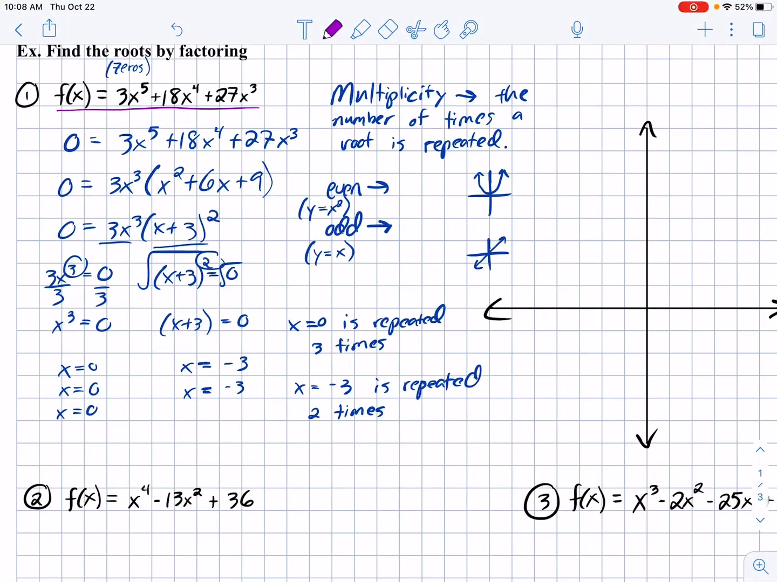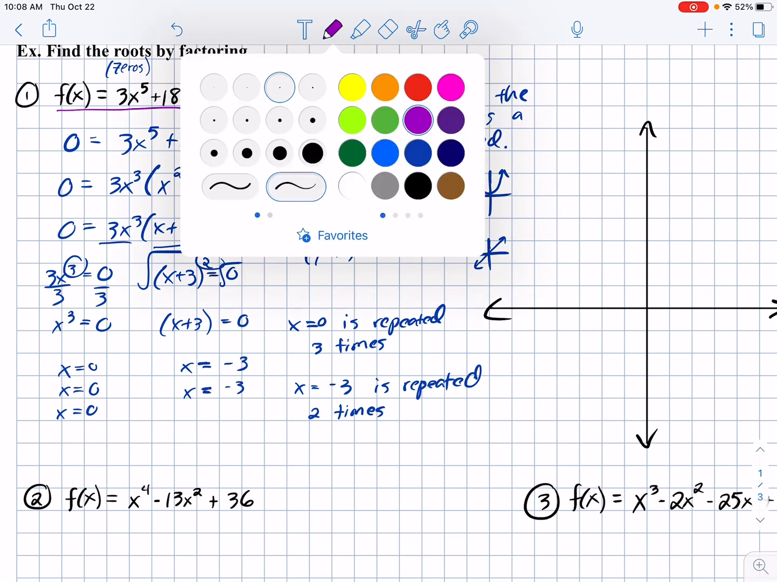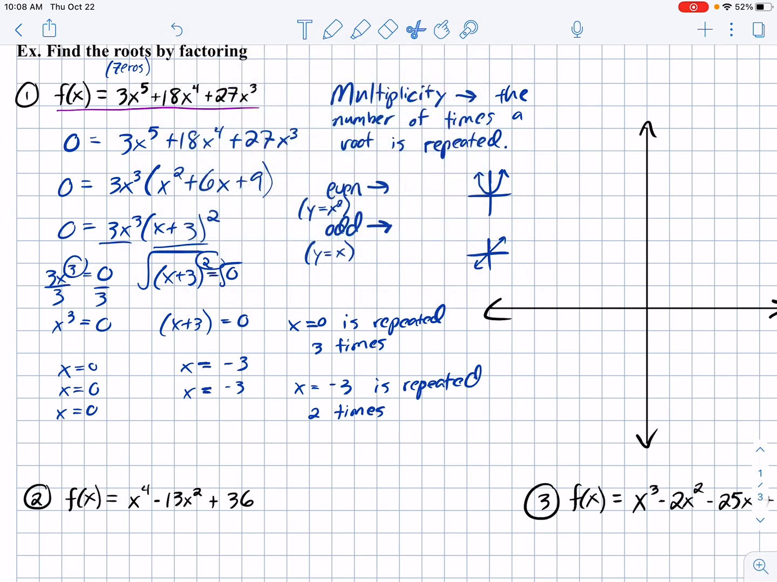So this is going to be the behavior every time you have an even or an odd multiplicity. So I'm just going to move this over here to the side. And we're going to label that right here with an even multiplicity, the graph bounces, or it just touches, bounces off the x-axis.